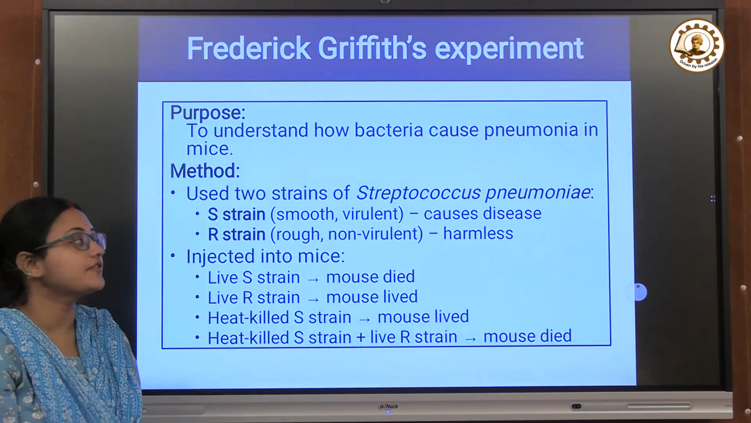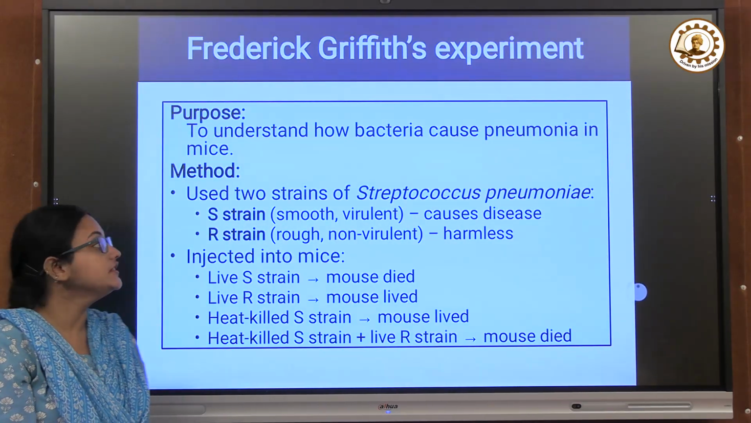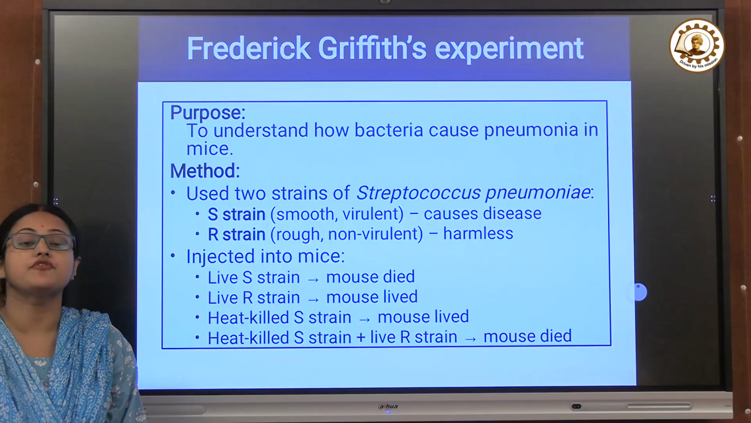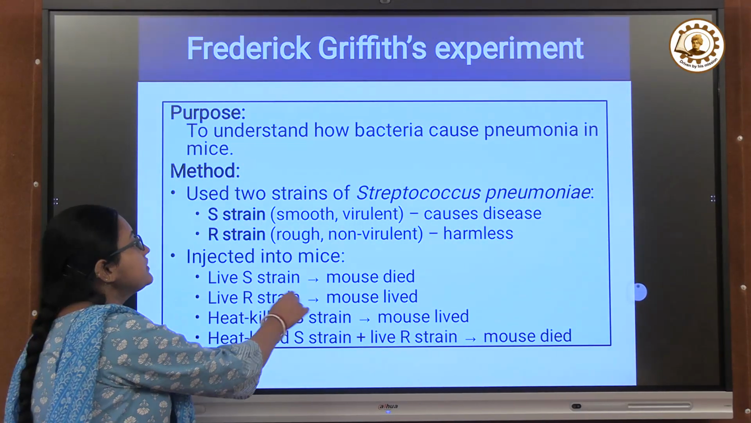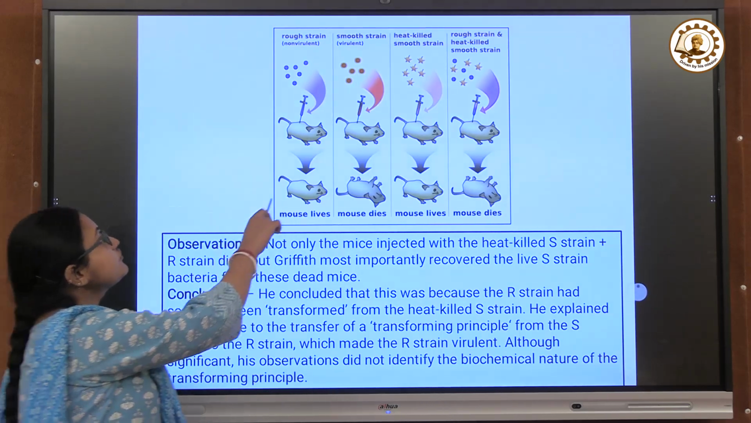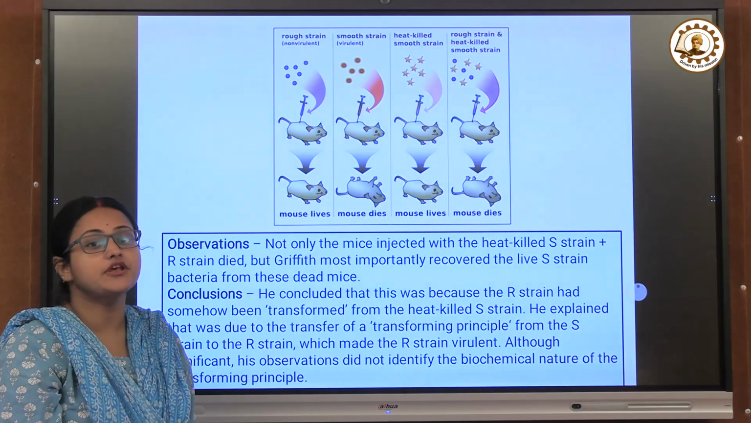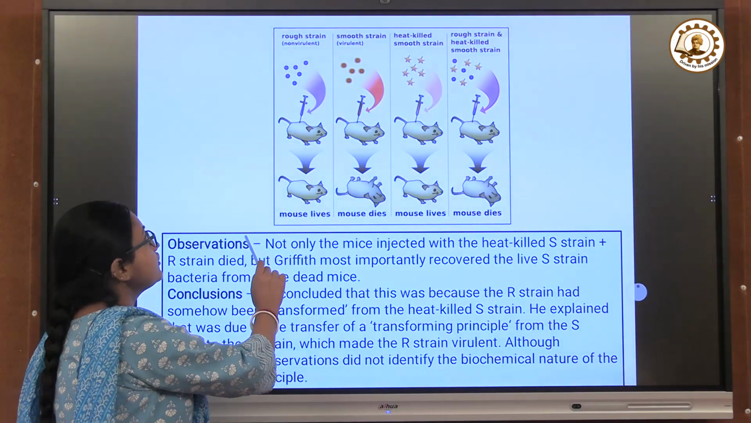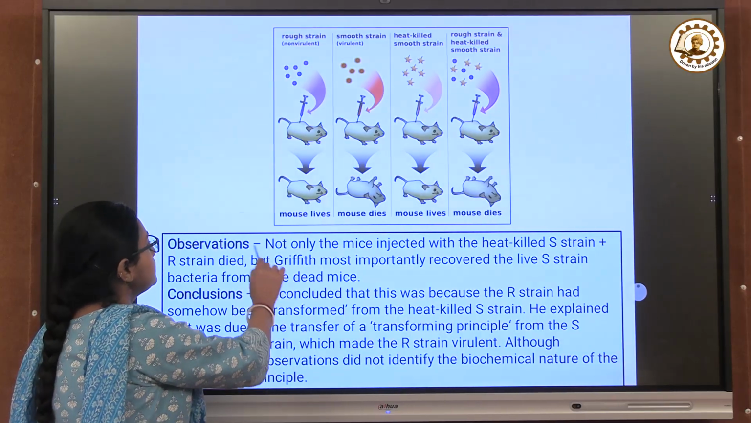First, Griffith's experiment. It is an experiment to understand how bacteria cause pneumonia in mice. It is an experiment for proving transformation. So scientist Griffith, at first we will see the diagram. He used different strains of Streptococcus pneumoniae bacteria. One is the R strain, which is called the rough strain. Another one is the smooth strain.